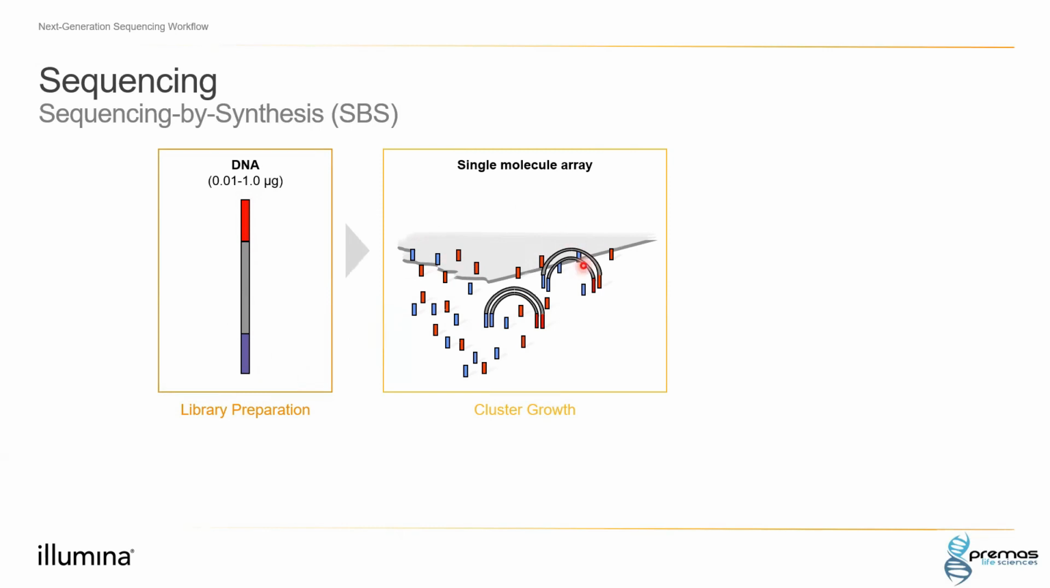So this is a flow cell. It has your oligos bound to it. This library fragment is introduced. It goes and hybridizes to these oligos, and then bridge amplification happens. And so basically, it generates a cluster.